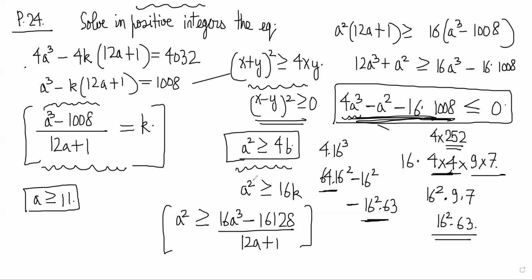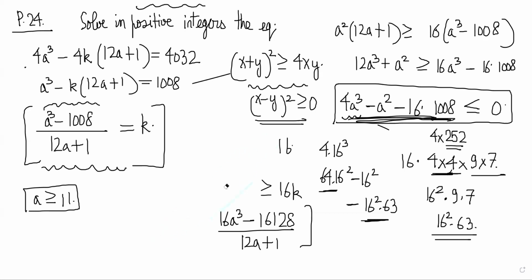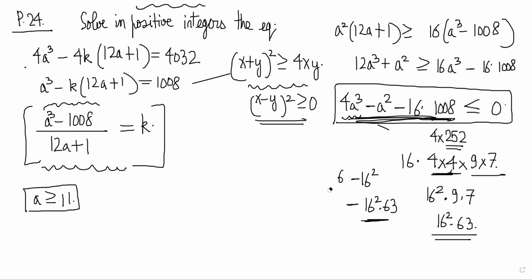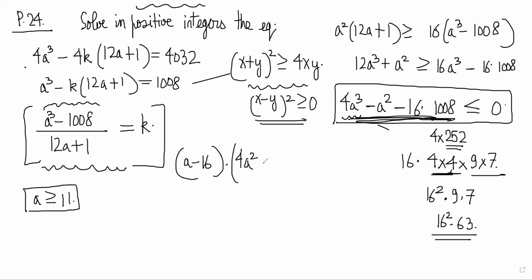So what we will do now is we'll just factorize it. And basically, factorizing is just dividing the expression by a minus 16. So if I take a minus 16 out, you can check it yourself. You will get inside 4a square plus 63a plus 1008. You can check the division. This is what will come. Yes, it's coming.